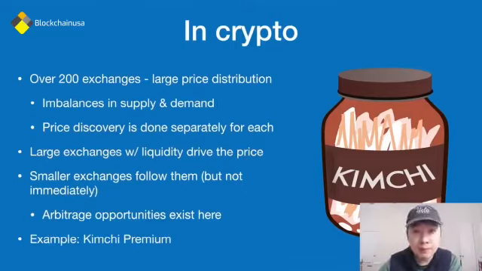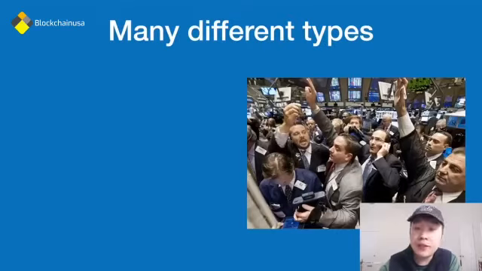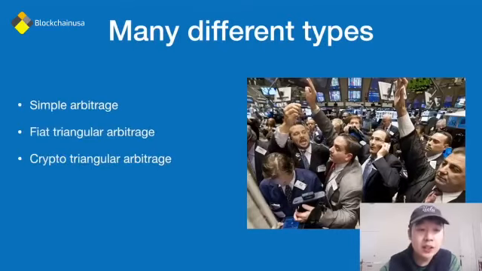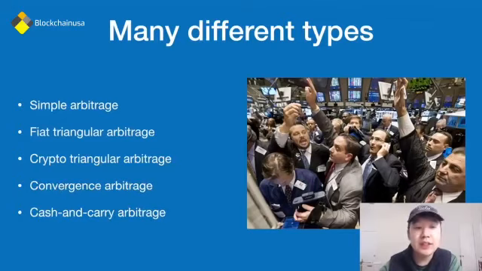An example is the kimchi premium. Remember back in the bull run, South Korea had a huge premium, like 30% or something like that on Bitcoin. So if it was selling for X amount of dollars here, it would be 30% more in South Korea. And that is called the kimchi premium, a great example of arbitrage opportunities. There are many different types of arbitrage: the simple type, fiat triangular arbitrage, crypto triangular, convergence, cash and carry. And we're going to take a look at each and every one of them in case you're curious.